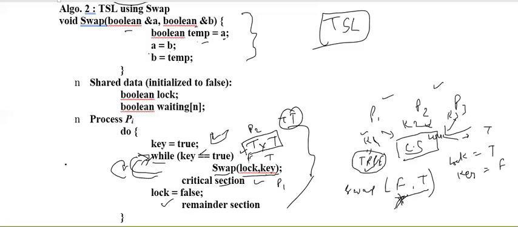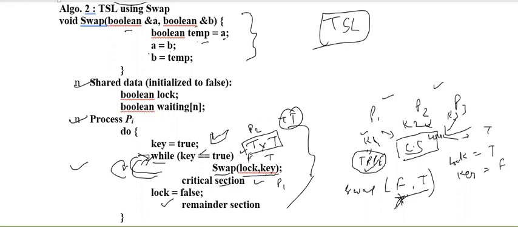So in this way, TSL, test and set lock using swapping, can be easily performed. So that is the overall hardware based solution through which we can perform mutual exclusion quite effectively. That is all related to hardware based solutions.